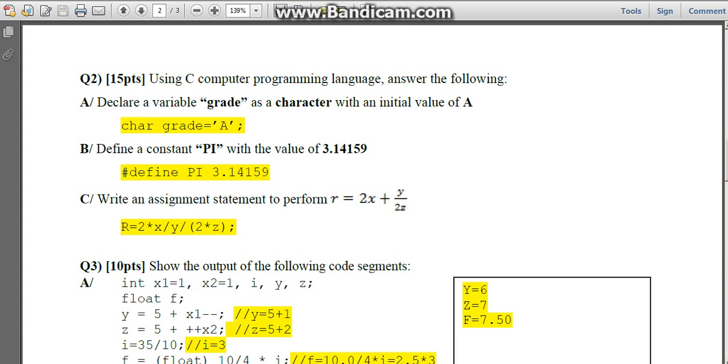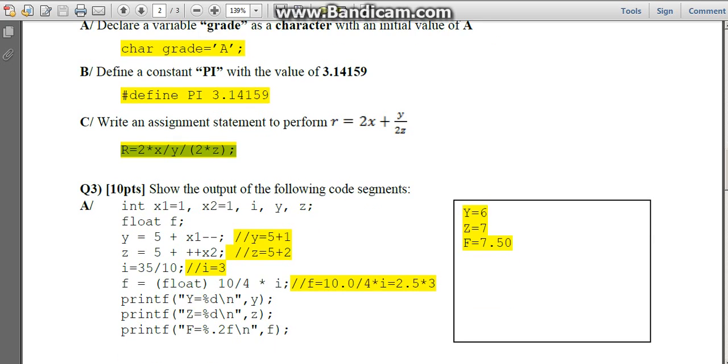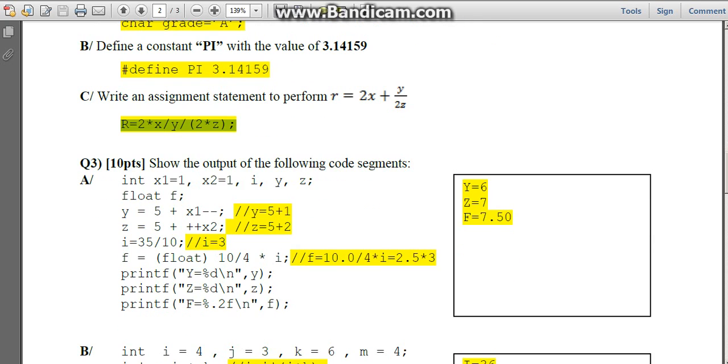Now here I guess you might know how to solve this one. Let's skip it. Now here they ask us to show the output of the following code segment. Let's get started. They initialize and define all of these variables: x equal to 1, x2 equal to 1, i, y, z, and float f. Y is equal to 5 plus x minus minus.